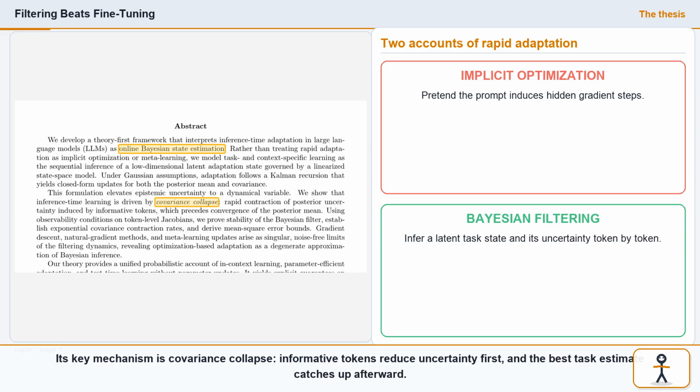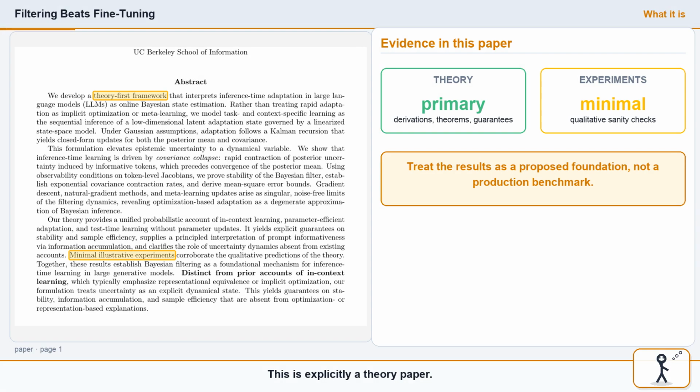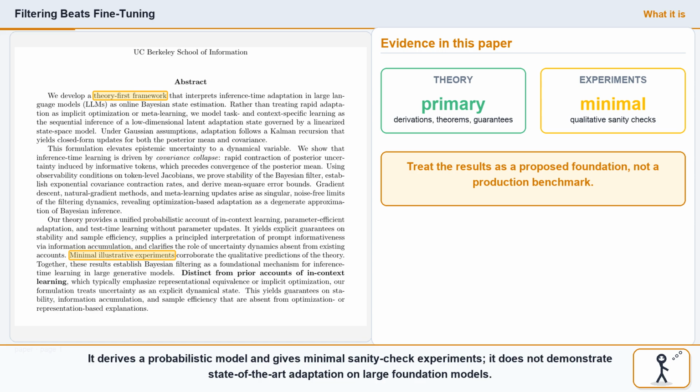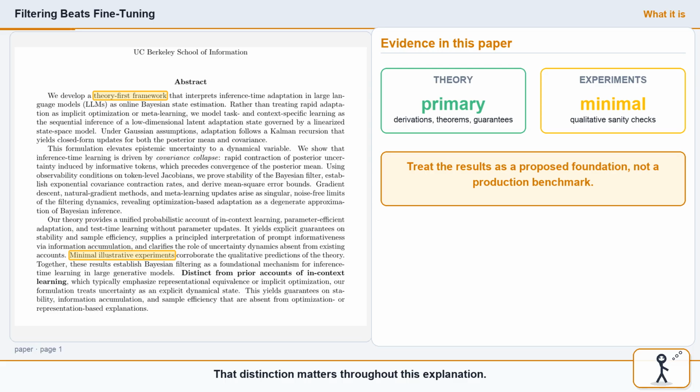Its key mechanism is covariance collapse. Informative tokens reduce uncertainty first, and the best task estimate catches up afterward. This is explicitly a theory paper. It derives a probabilistic model and gives minimal sanity check experiments. It does not demonstrate state-of-the-art adaptation on large foundation models. That distinction matters throughout this explanation.